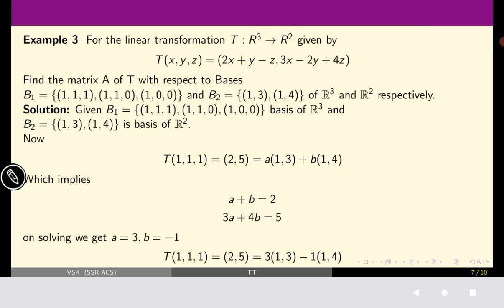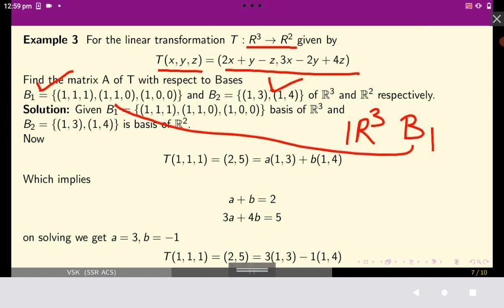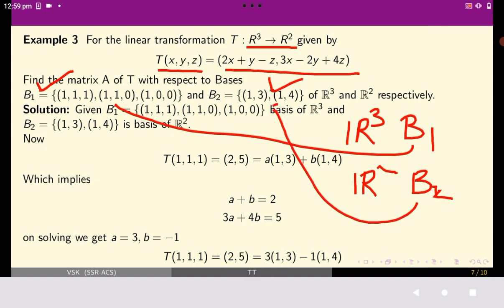Now let us see the third example. For the linear transformation T from R3 to R2 given by this definition, find the matrix A of T with respect to the bases. Here B1 is this basis and B2 is this basis. So here the standard bases are not given. For R3, the basis is given as B1, and the vectors of this basis are given over here. For R2, the basis is given as B2. It is not a standard basis. Its vectors are given over here.